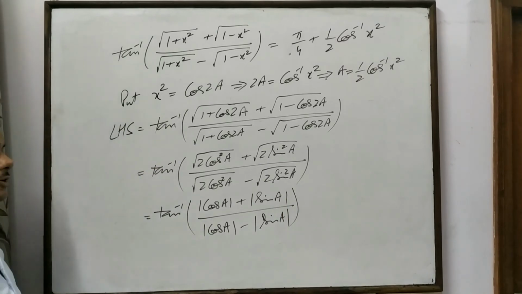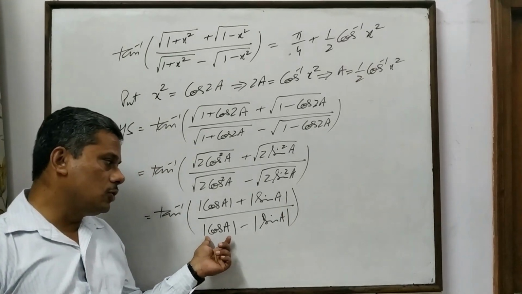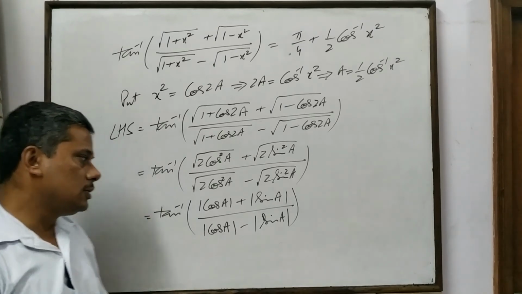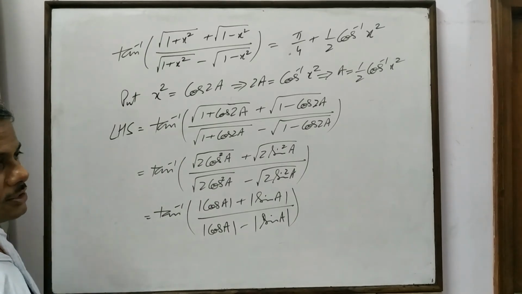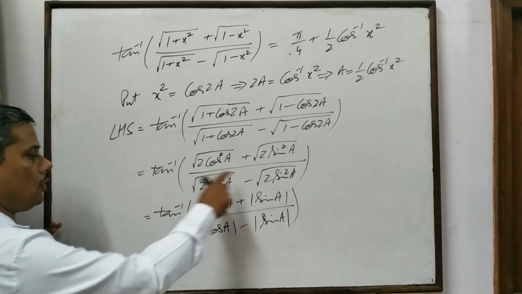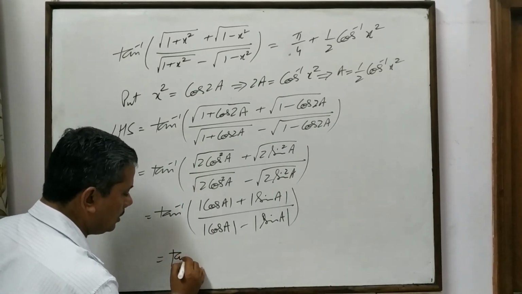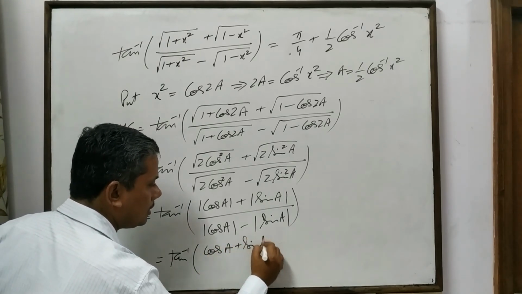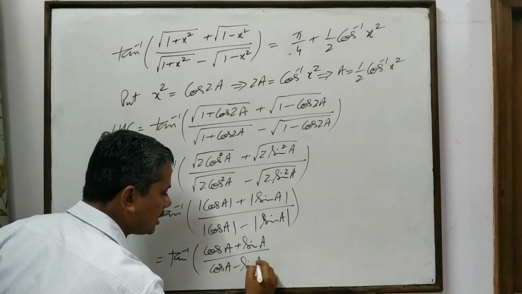Now since interval is not given, when interval is not given we take the first interval. First interval means all are positive. So if interval is not given, then consider the interval as first quadrant. First quadrant means all the trigonometric ratios are positive. So in that case it will be tan inverse of cos a plus sin a upon cos a minus sin a.